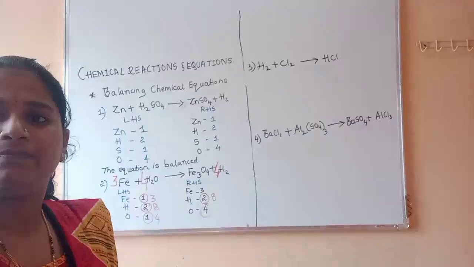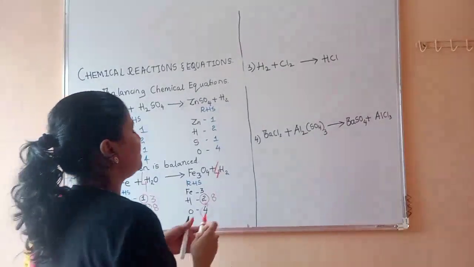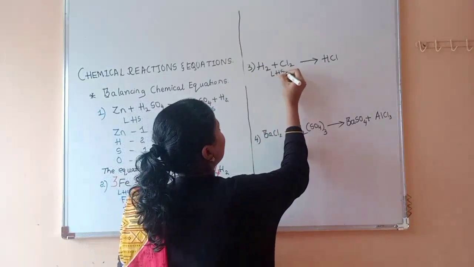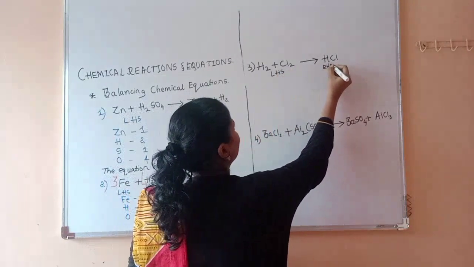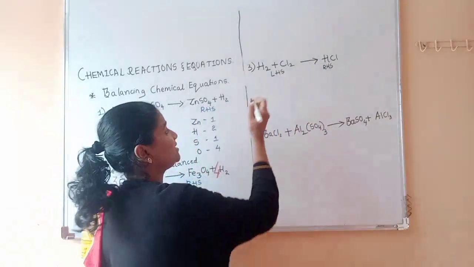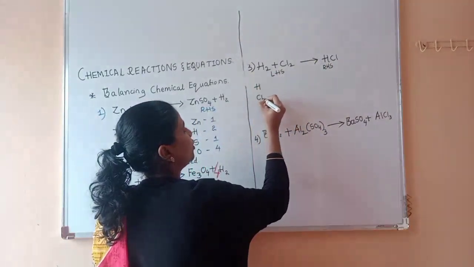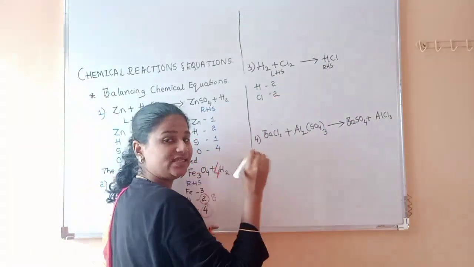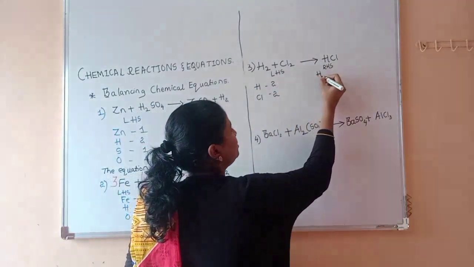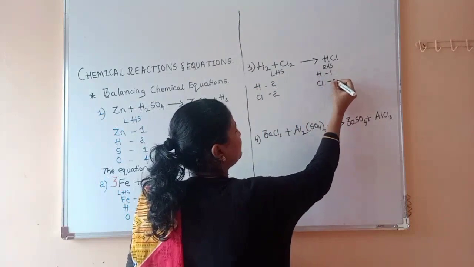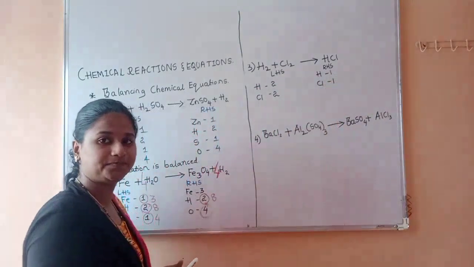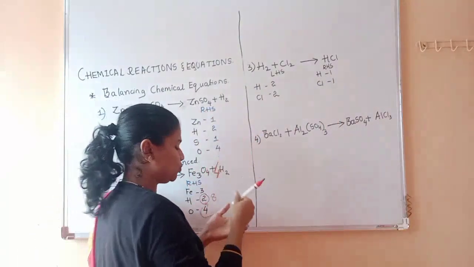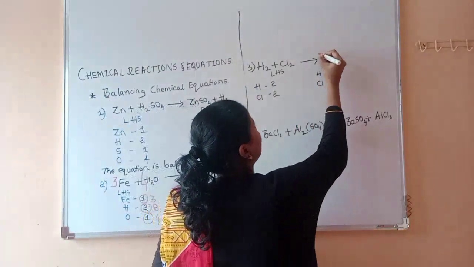Now let us take this example. This is the LHS side, this is the RHS side. What are the atoms present on the LHS? Hydrogen and chlorine. Hydrogen is 2, chlorine is 2. Similarly on the RHS, hydrogen and chlorine. Hydrogen is 1, chlorine is 1. So the equation is not balanced. One side has 2. So what am I writing here? I am writing 2 here.